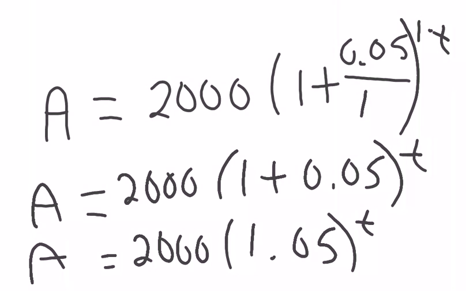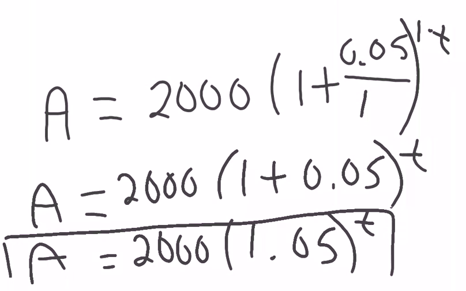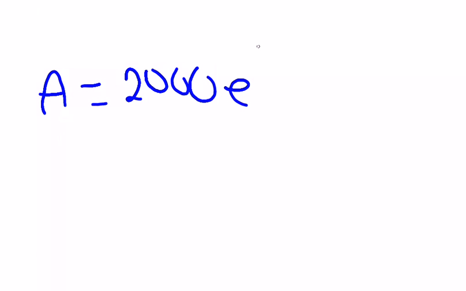And that would be our equation they're looking for. So if they were to actually tell us what t was, like how many years, then we could plug that in and compute the answer and find out how much money is in the account. If that same problem was compounded continuously, our equation would look a little different. We would have A equals 2,000 e to the 0.05 t.